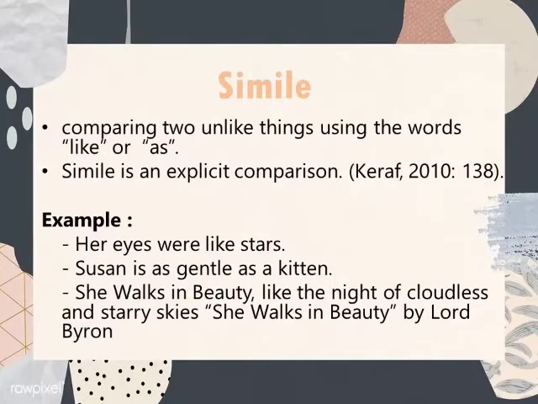The meaning of simile is comparing two unlike things using the words like or as. Simile is an explicit comparison, by Keraf. For example, her eyes were like stars. Susan is as gentle as a kitten. She walks in beauty, like the night of cloudless and starry skies. She Walks in Beauty by Lord Byron.